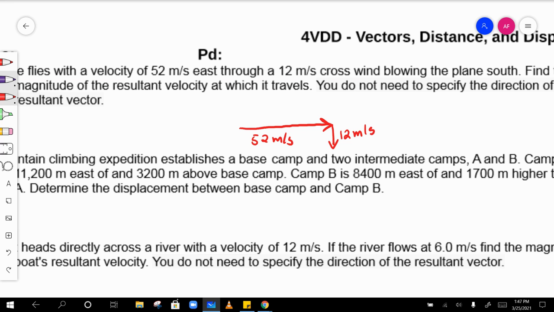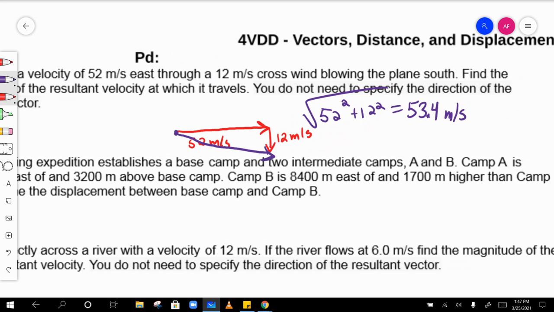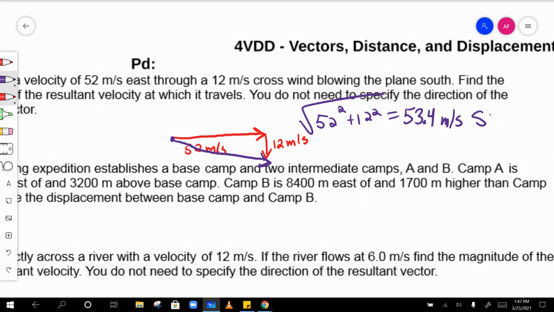The resultant vector would be from the tail of this one to the head of this one. That's the resultant. Okay, so it'd be 52 squared plus 12 squared, and take the square root of that. We get 53.4. And that would be southeast. So you didn't have to include the direction, but I did anyway.